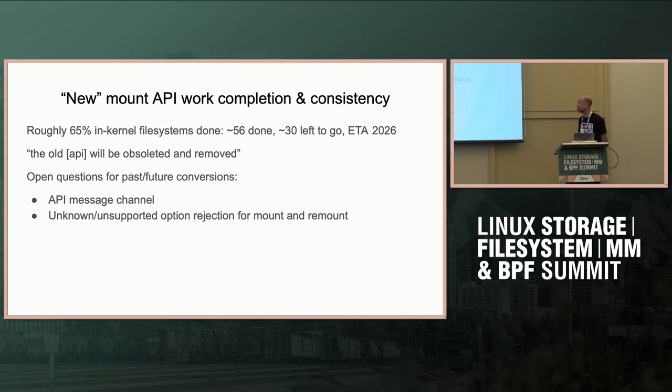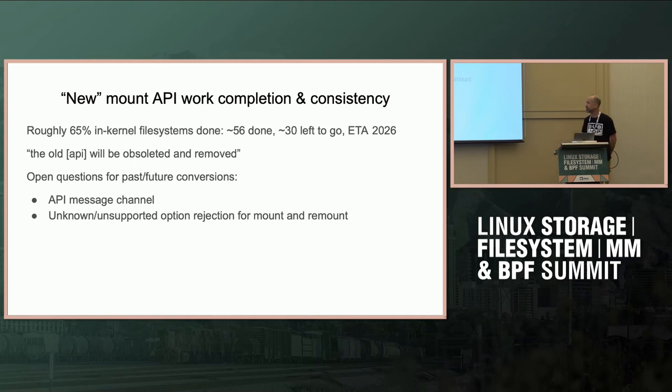I just had a couple questions about what we ought to be doing in terms of how we use the API message channel that's in the interface that is able to send specific info or error messages back out to whoever made the request.